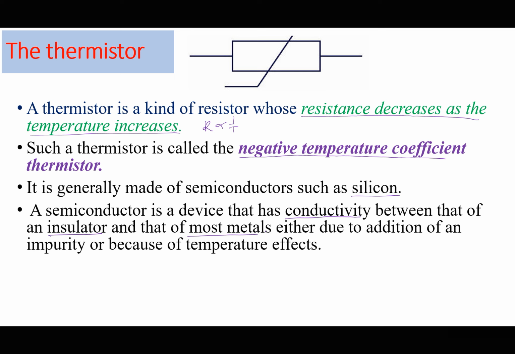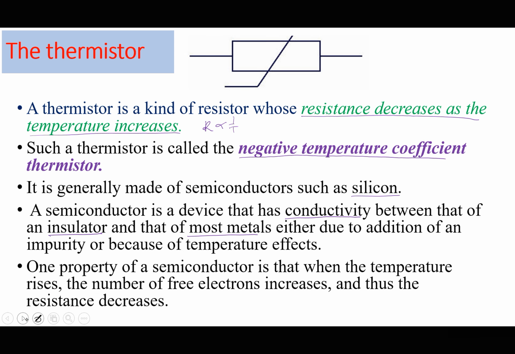That is a thermistor. So one property of a semiconductor is that when the temperature rises, the number of free electrons increases and thus the resistance decreases. In other words, the number of free electrons with enough energy increases. That's why we say more electrons move into the conduction band. But that is the band theory, where band relates to a range of energies. So at high temperature, more electrons have enough energy to move freely, and therefore the material is said to conduct. That's why we are calling it negative temperature coefficient.